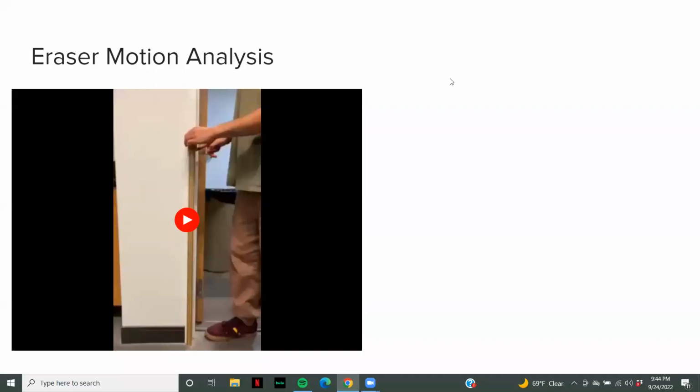Now here I have a video of the motion of the eraser that I dropped. I was unfortunately not able to upload it from Tracker, but as you can see, I dropped the eraser from a height of 1 meter using the point where the meter stick touches the ground as the point of 0, and the eraser is falling in the negative y direction since I used the floor as the x-axis and a line parallel to the meter stick as the y-axis.